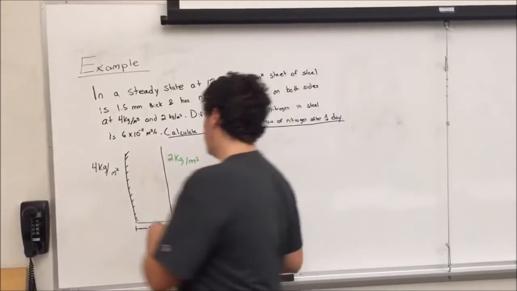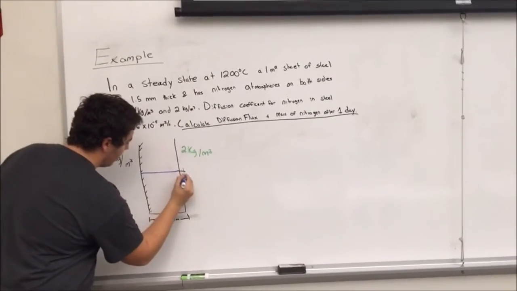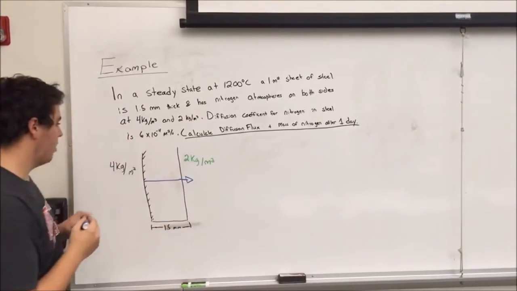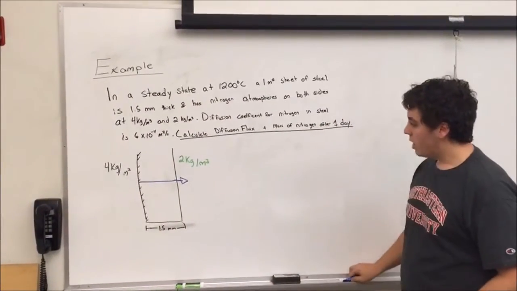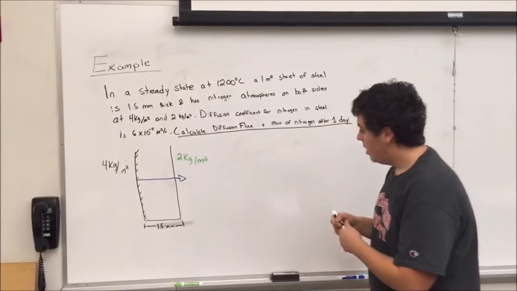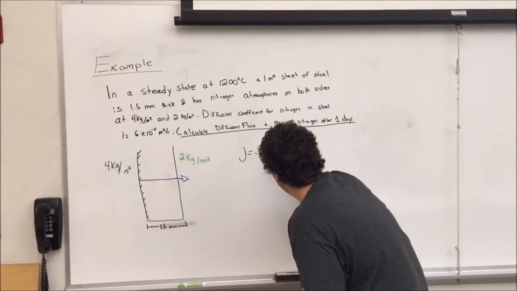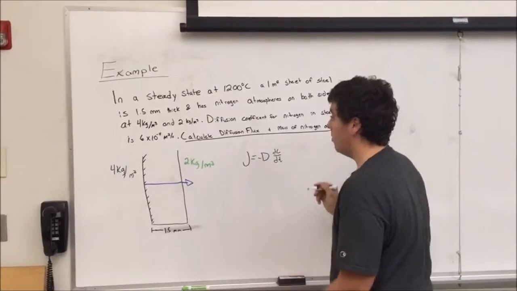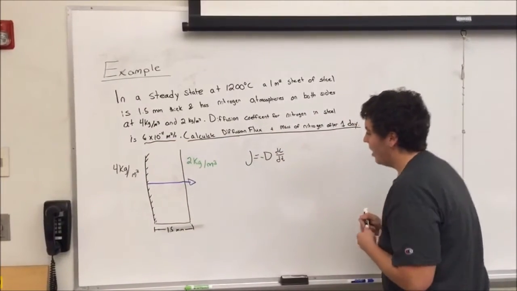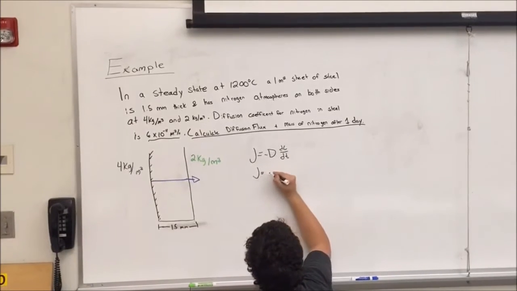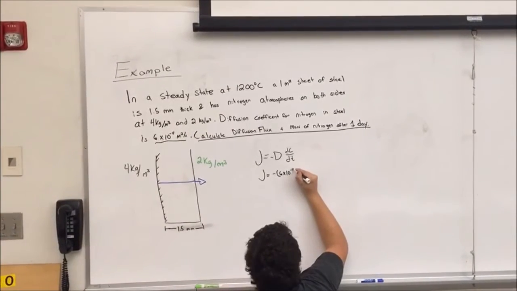So in this, you have a concentration gradient represented over here. The gradient is going from the 4 kilogram side to the 2 kilogram per meter cubed side. Because this is a steady state, as mentioned before, we're going to use Fick's first law. So, that being said, J is equal to negative D dC over dx. So, we're given our D right there, the diffusion coefficient, the constant. So J is equal to negative 6 times 10 to the negative 11.